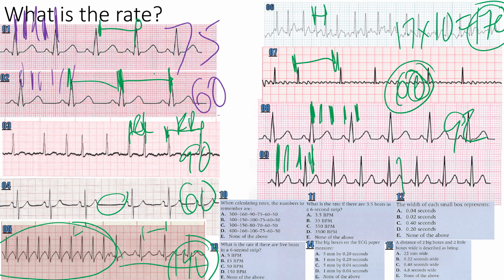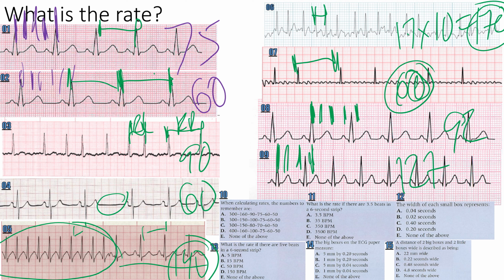All right? On the 300, we're only counting the dark lines, correct? Dark lines, yeah. You can do the other thing where you just count the small boxes and divide it into 1500, but then you have to use a calculator. That takes time. All right? You have 1.2 minutes for each question.